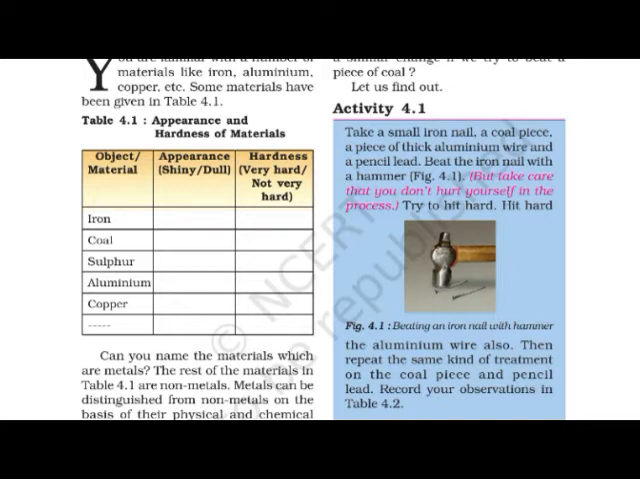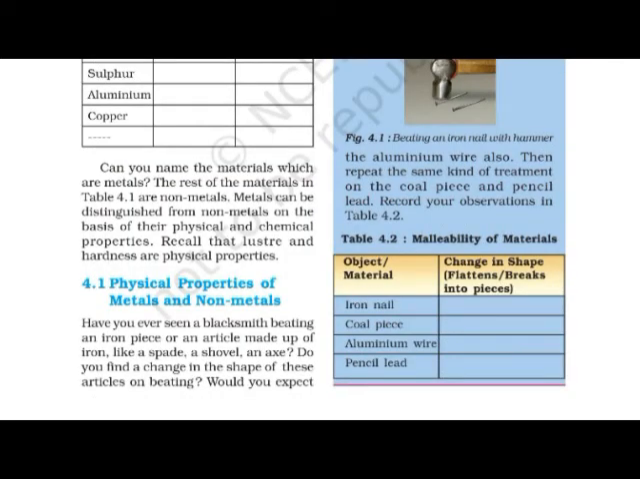One table is shown on your screen, that is about the malleability of materials. What is malleability? We are going to understand it from the activity. The object or material is the first column, and the second column is changes in shape, flattens or breaks into pieces, that you have to tell. For this activity we will require a coal piece, a piece of thick aluminum wire, a pencil lead and an iron nail. We have to beat all the materials given, one by one, and observe what happens when we beat the iron nail, coal piece, thick aluminum wire and pencil lead.